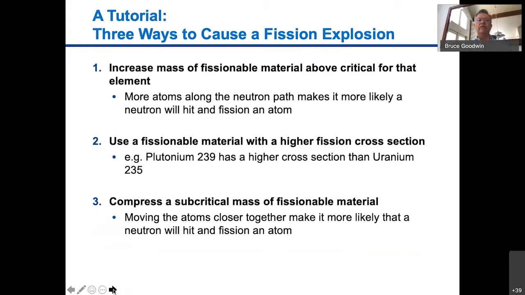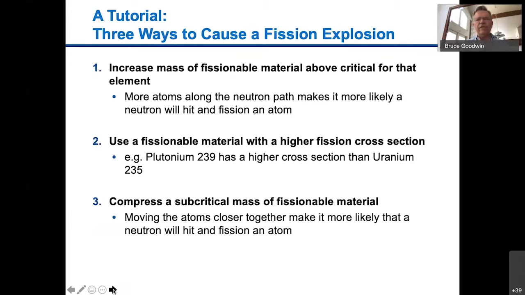Okay, now there are 3 ways to cause a nuclear explosion. You can increase the mass of fissile material above critical for that element. That's because the more atoms you have clustered together, the more likely it is that a neutron is going to cause a fission before it escapes from that mass of material. And so increasing it with uranium-235, you can build something like Little Boy, where you just put 2 slugs of this stuff together to make a critical mass. You can't do that with plutonium.